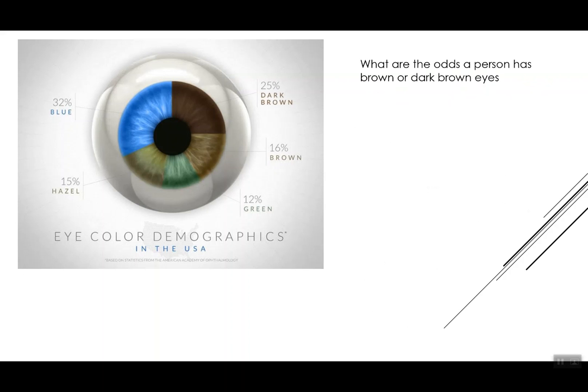One more with this one. What are the odds a person has brown or dark brown? Okay, so brown was 16, and then dark brown was 25. So we add 16 and 25, we get 41. So there's a 41% chance of having brown or dark brown. If I look at 41 over 100, it says 41 ways to have brown or dark brown. Then I do 100 minus 41 is 59. That one doesn't reduce, so we just leave it like that.